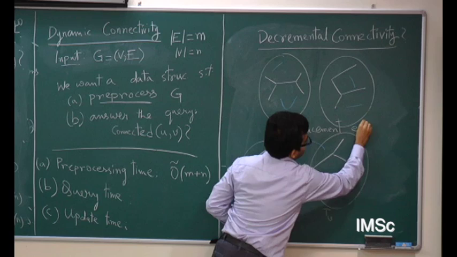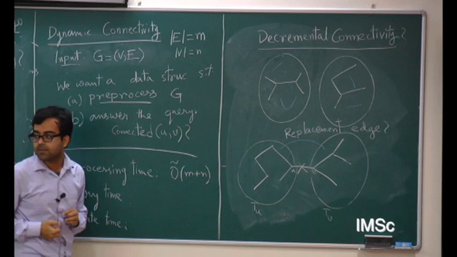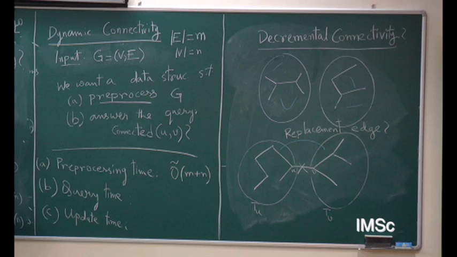Yes, question? Suppose a replacement edge does not exist, and you say we will divide it into two. But for each vertex, you're keeping a marker, right? To which component it belongs. So if you actually divide into two, you have to update possibly a linear number of vertices.